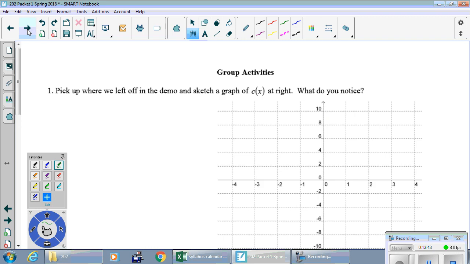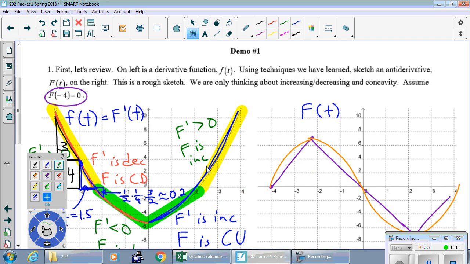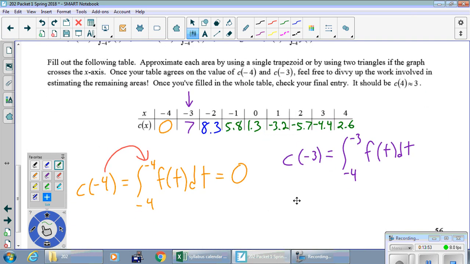And on the next page, you're going to jump in with the group activities. It says pick up where you left off in the demo and sketch a graph of C of X at the right. That means just plotting all of these points here. So plot these points on your graph on the next page. You might want to pause the video here so that you can look at the screen and maybe just copy my numbers or recopy your table on the next page if you wish. And then work through the activities.